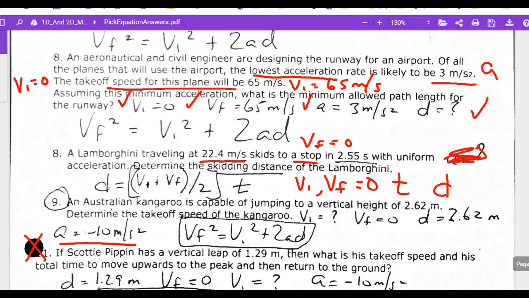That's the only fit. Now, if you got something else, look at the equation you picked. It has something that you don't have. That's why it's the wrong pick. Maybe it has acceleration in it. That was a bad pick because there's no mention of acceleration.